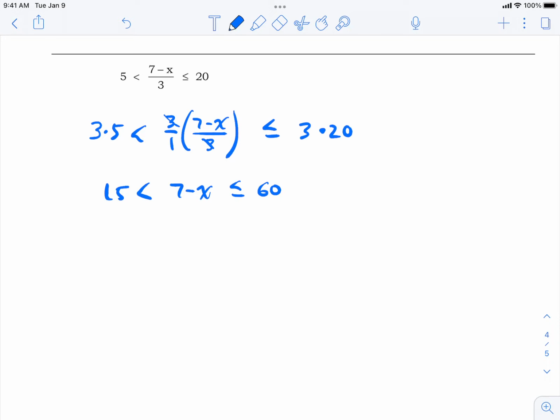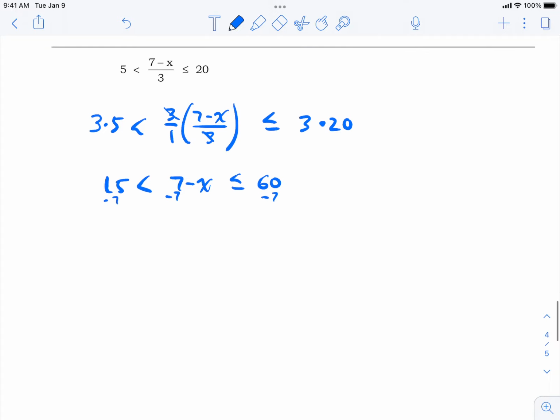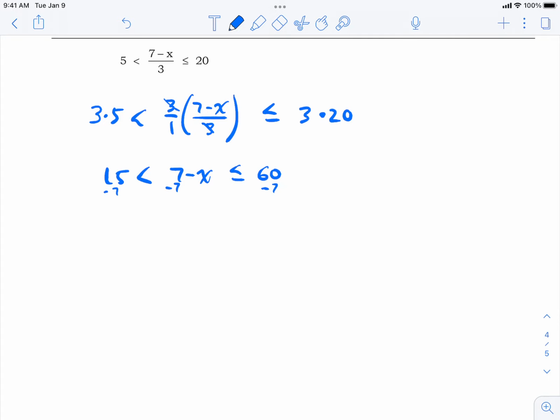Now keep your eye on the x, and you say, well, the first thing is I really don't want that 7 there. So I'm going to have to subtract 7 in the middle, on the left, on the right. Now what I got? 15 minus 7 is an 8. 7 minus 7 goes away. Now don't forget that's a negative x. 60 minus 7 is a 53, right? That's what I got before.